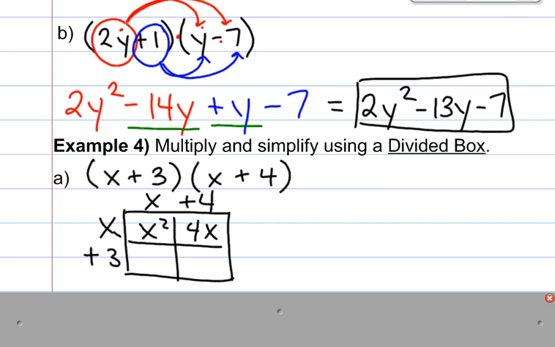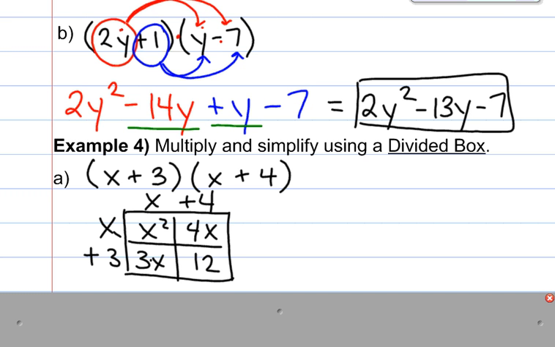And then in this box, you would look up to x over to 3. So then that would be 3x. And the last one, up to 4 over to 3, so that would be 4 times 3, which is 12. Okay? So I know it looks weird at first, but you're just looking up and across to see what the 2 outer terms are, and you multiply those together.